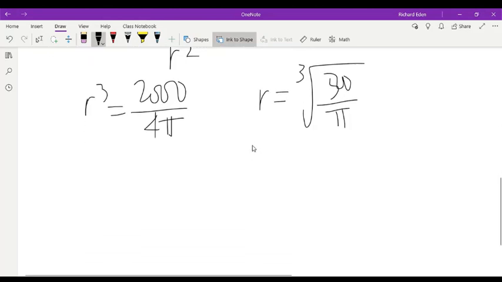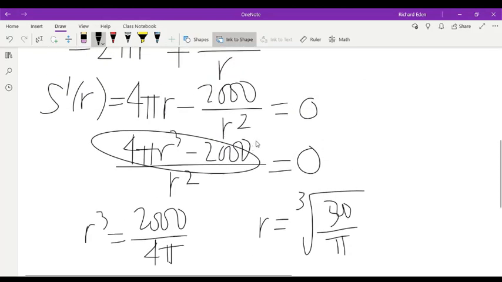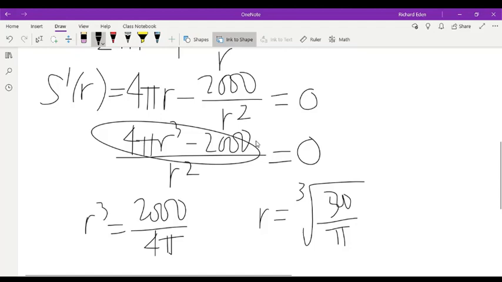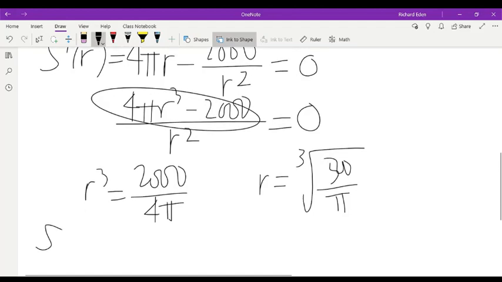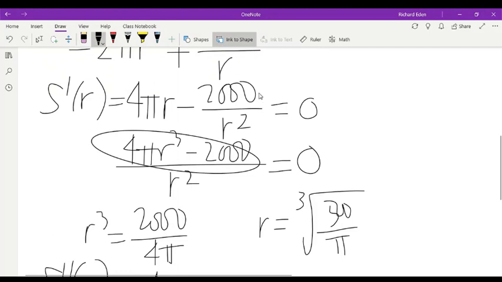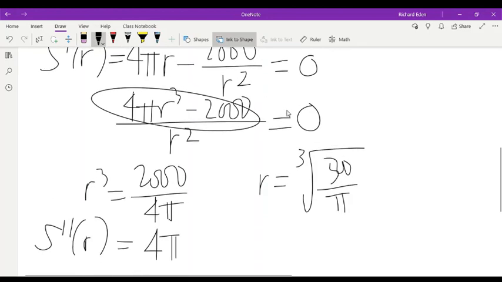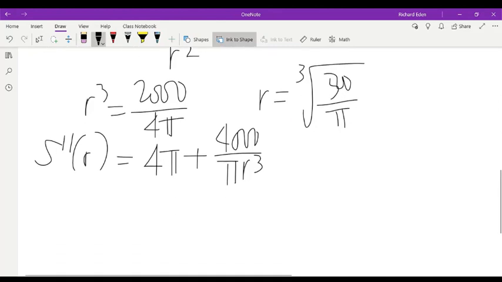So either you use the first derivative test or the second derivative test. In this case, it would actually be simpler to use the second derivative test because all you've got to do is differentiate your S prime of R one more time. S double prime of R is equal to 4 pi, and the second term is minus 2000 over R squared, so the derivative of that is going to be plus 4000 over R cubed. What we do with the second derivative test is evaluate that at the critical number and decide if the output is going to be positive or negative.